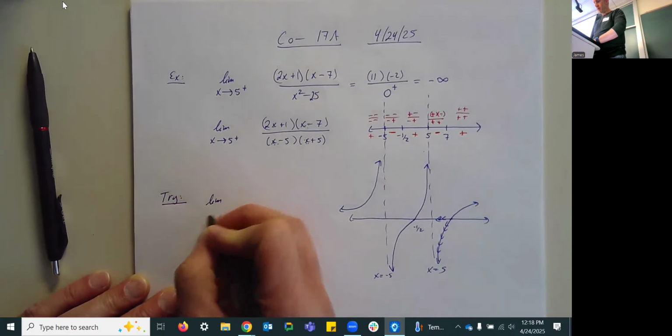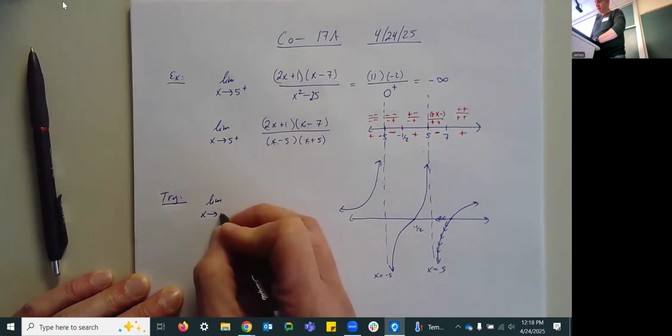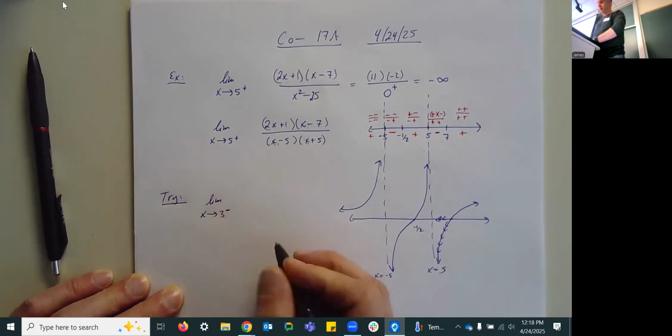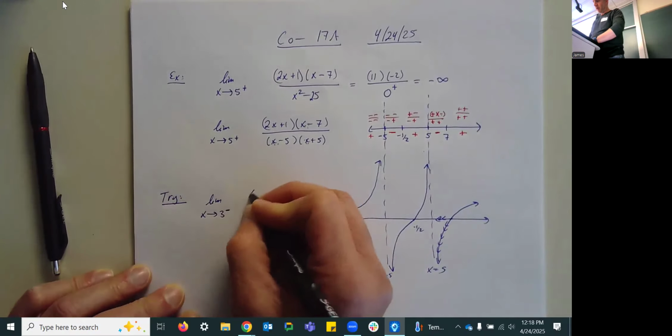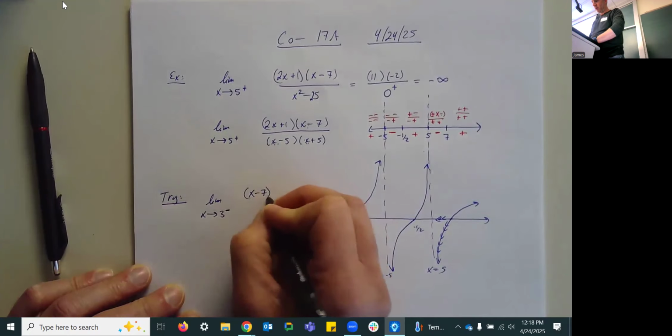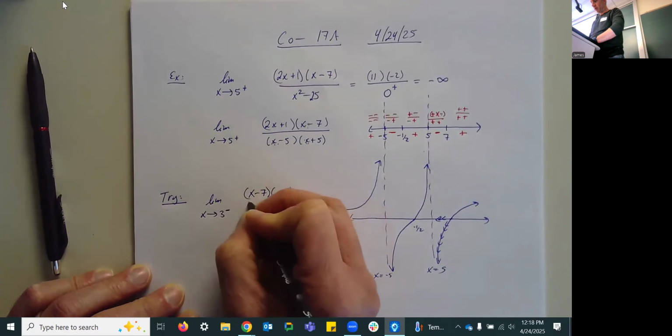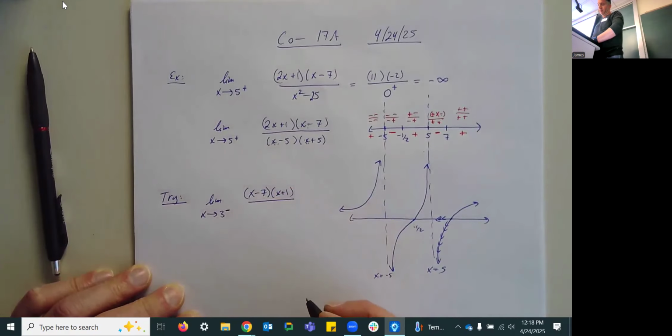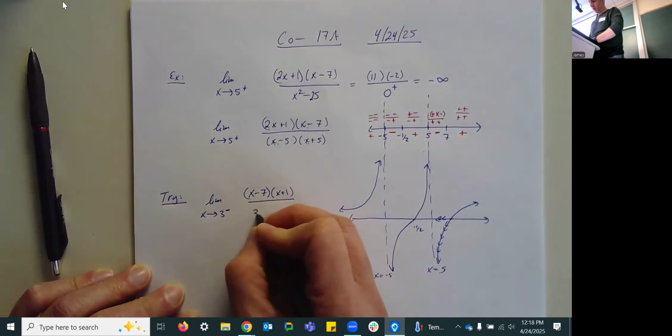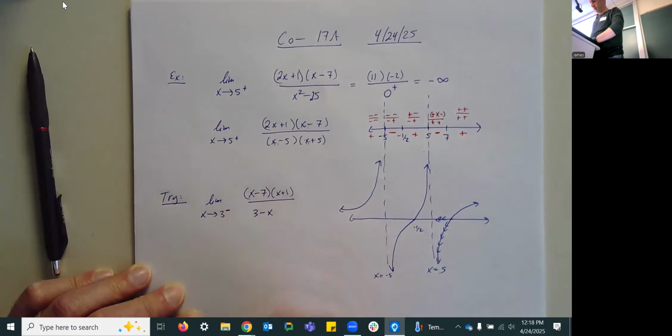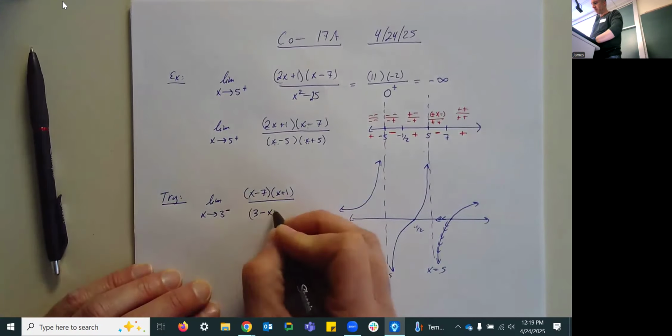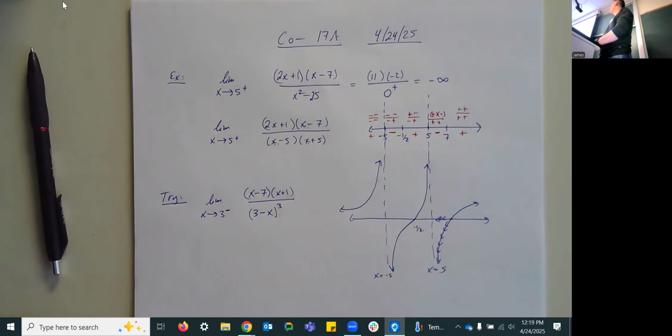The limit as x approaches 3 from the left-hand side of x minus 7 times x plus 1 divided by 3 minus x cubed. So try that. It should be some sort of infinity. Your job is to figure out which kind.